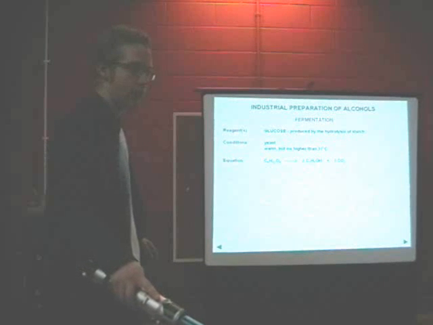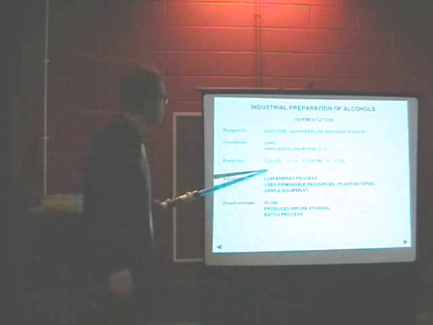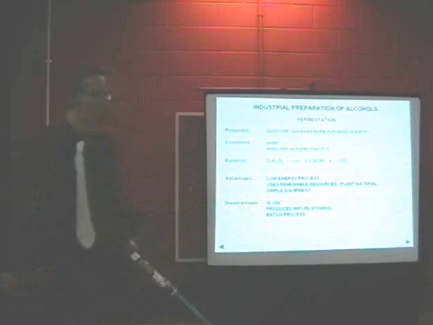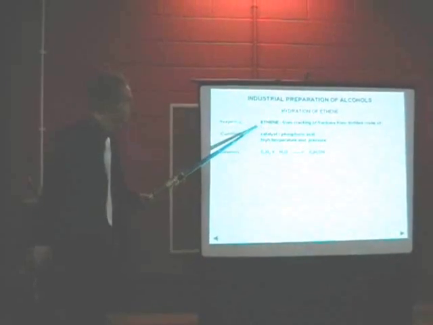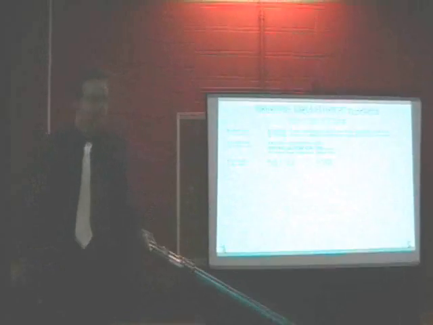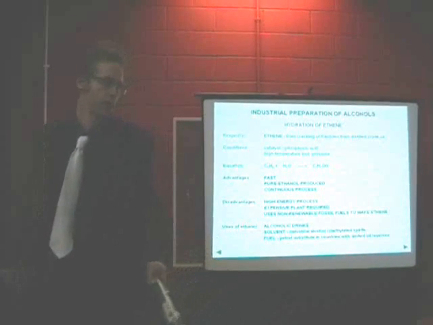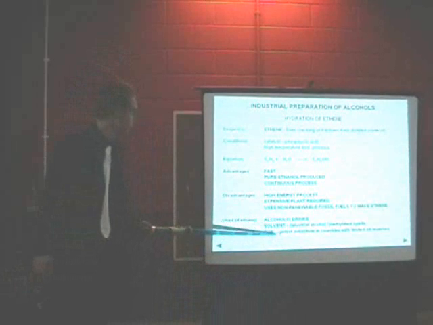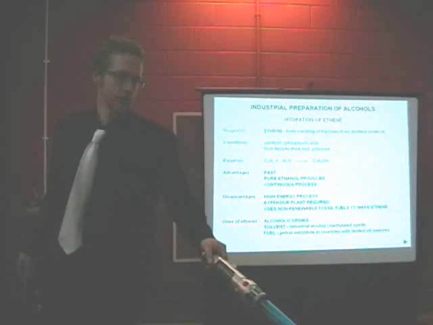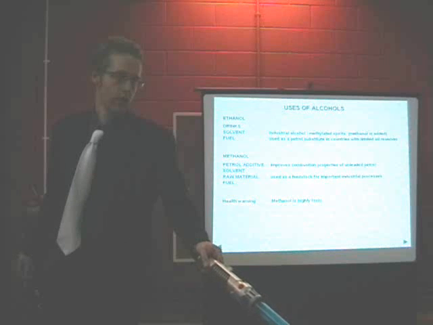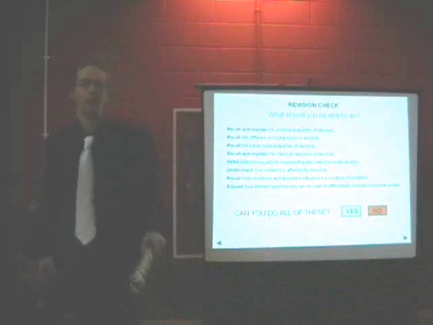You can prepare alcohols by fermentation, which is a low energy process, renewable, and slow, and produces impure ethanol. Or you can do it via ethene, which needs high temperature and a catalyst, and relies on fossil fuels. Uses of ethanol: alcoholic drinks, solvents, fuels. I'm not going to worry too much about that or that, and that's the end of that. Okay, thank you.